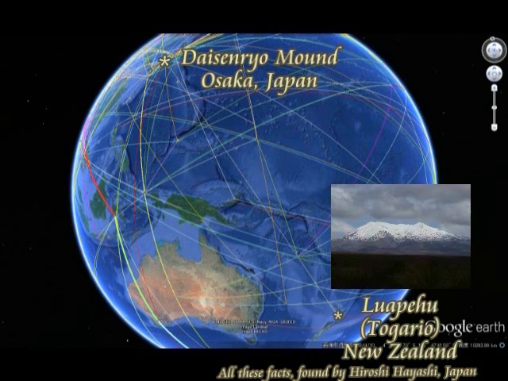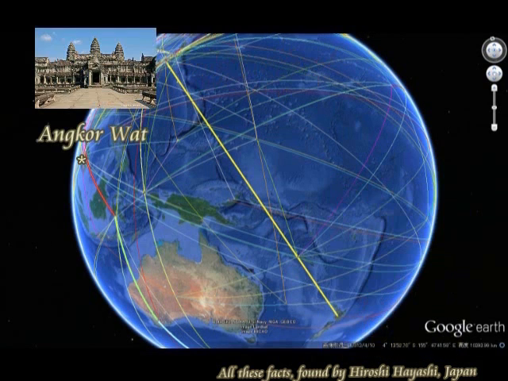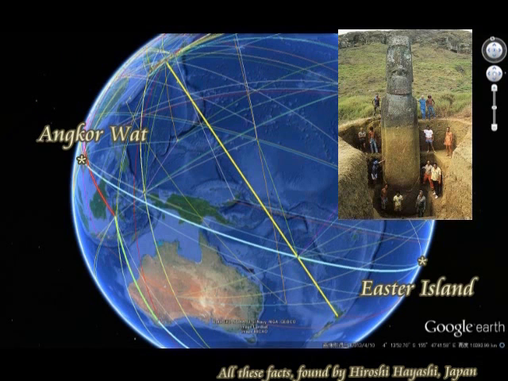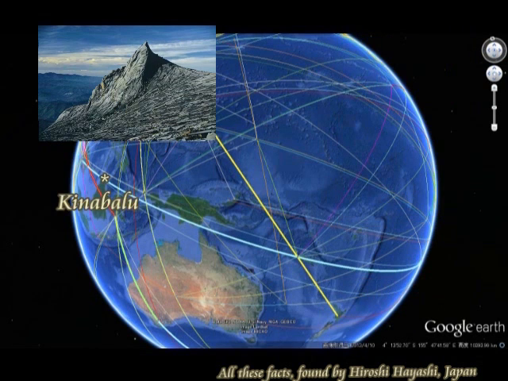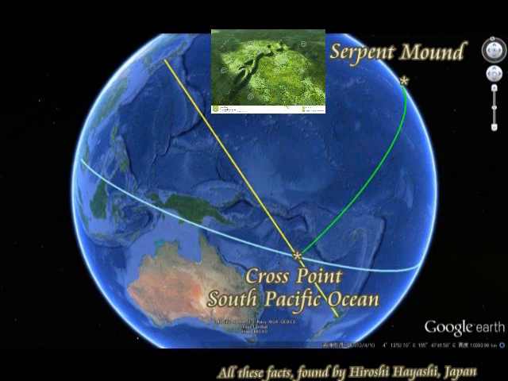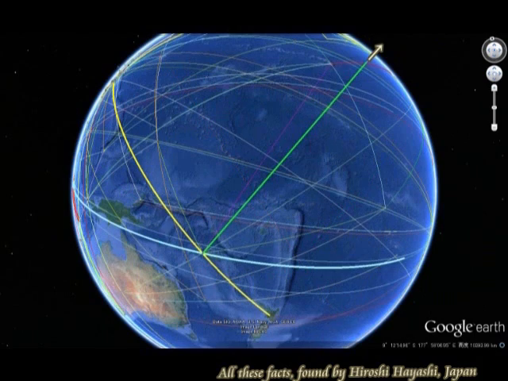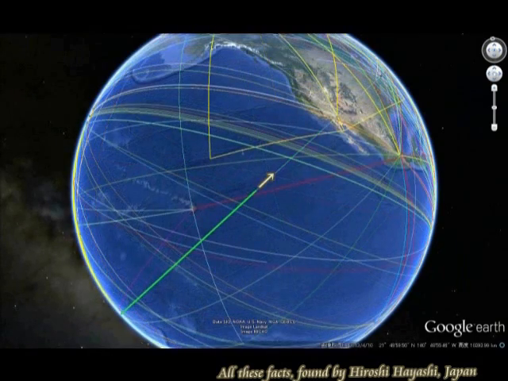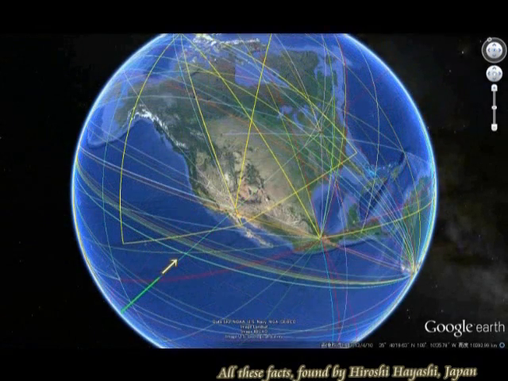This is the line theory, right? From Daisenryo Mound to Mount Rapef, I draw a line like this way. And from Angkor or Playa Vihia, I draw a line to Easter Island. And 2 lines meet together here, making a cross point here. Cross Point South Pacific Ocean I call, and at an angle of 120.0 degrees, you draw a line up to north. This green line will take you to Blythe Intaglios, Cahokia Mound, and Serpent Mound.